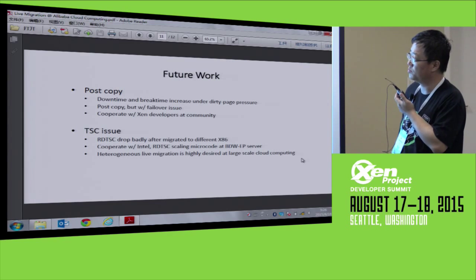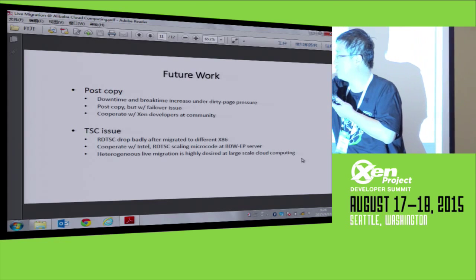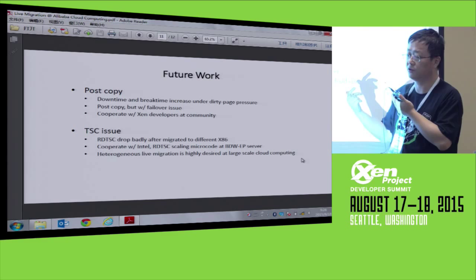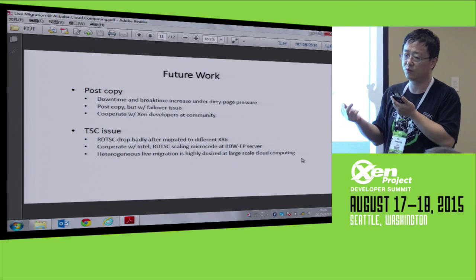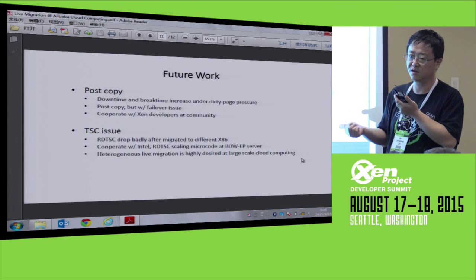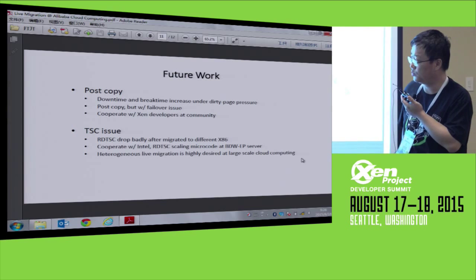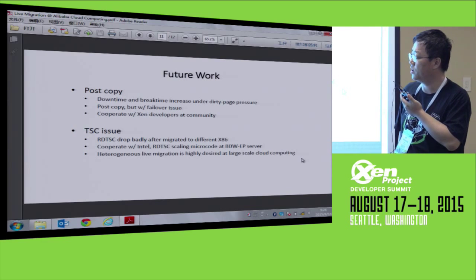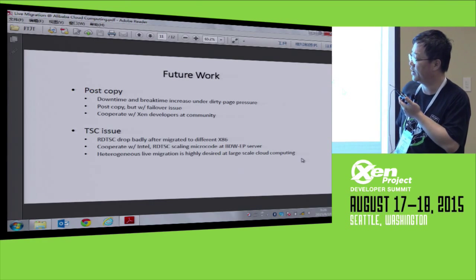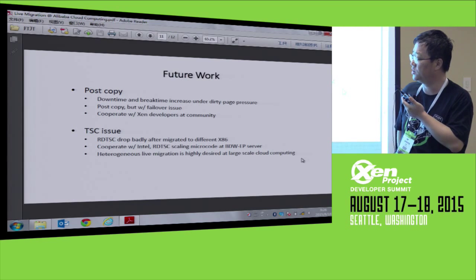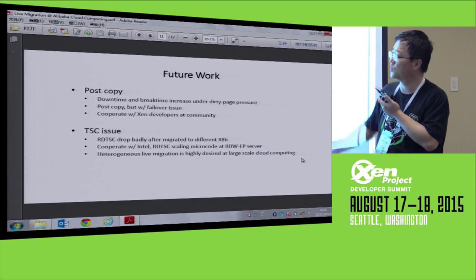The second problem we currently meet is the TSC issue. You know that with RDTSC, the performance will drop badly if we migrate to different CPU types, because after migration we use an emulated way to emulate the TSC, so the performance will drop badly. For this issue, we have cooperated with Intel, and Intel will provide a new Broadwell EP server. They will add some microcode to the VT about TSC scaling, and then we can solve the TSC issue.